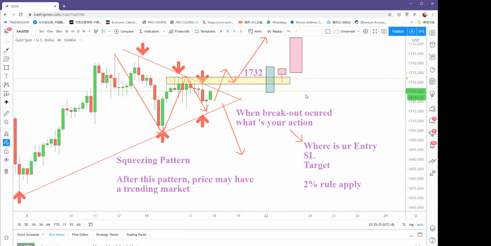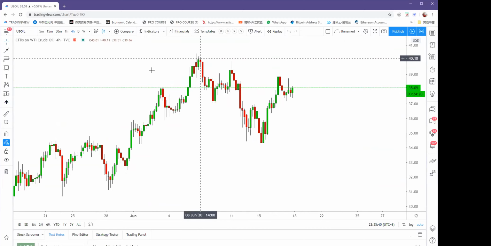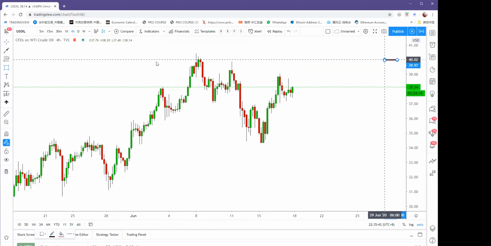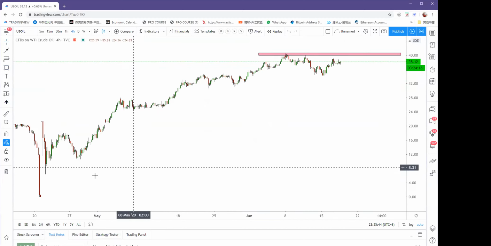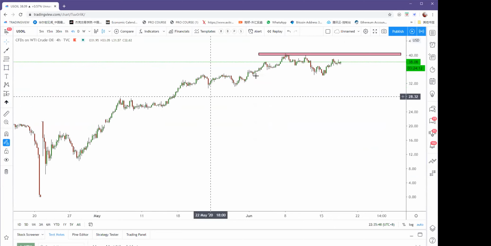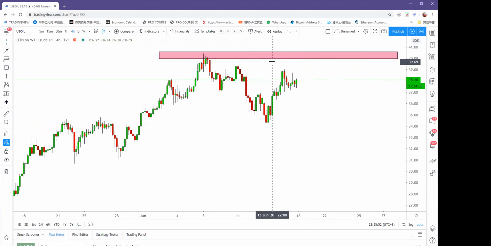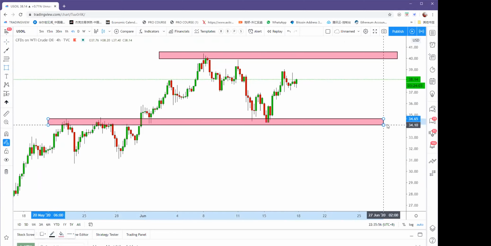Let's go for oil. Right, oil, we have already touched 40, and congratulations, okay, to those people who bought the oil all the way with me from 12 or from 11. All right, we already made a 3,000 pip move. Okay, and then the oil went down, and it actually touched this structure here.